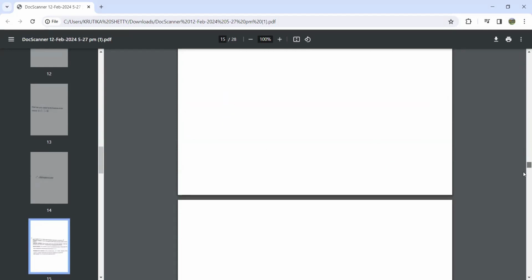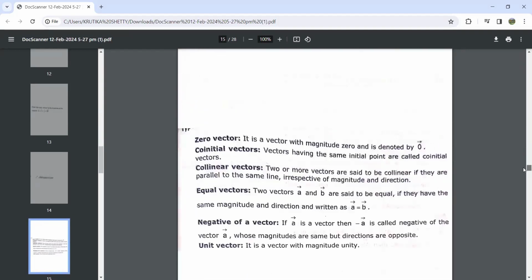In the last class we had also covered the questions on the definition of vectors, zero vector, then co-initial vector, collinear vector, equal vectors, then negative of a vector. So these questions we had already covered. Next, we will proceed with the next questions.